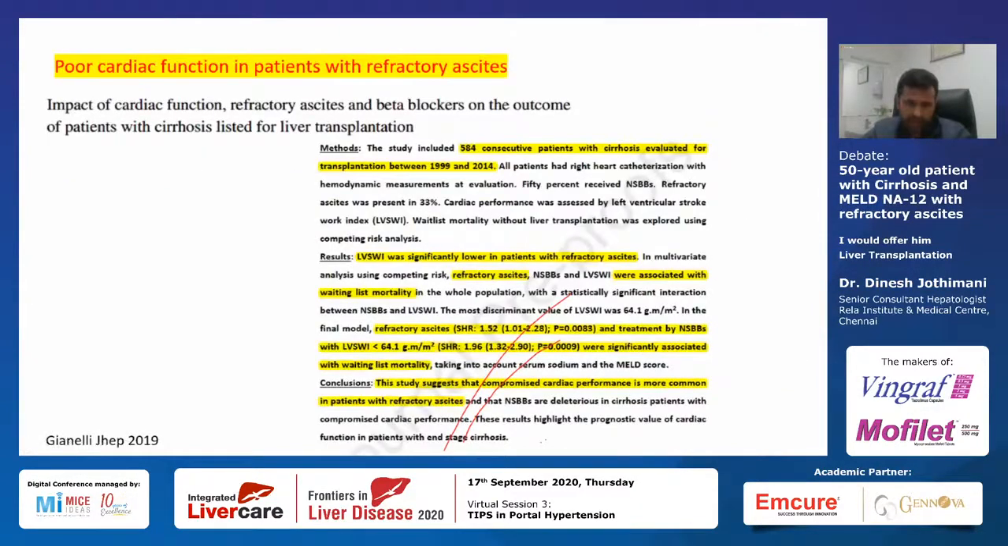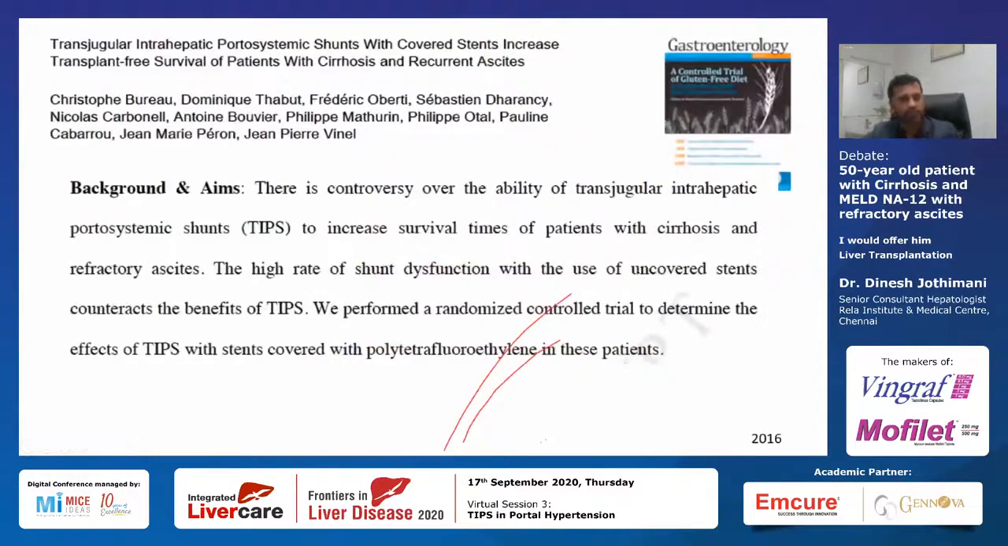Not only that, when somebody has refractory ascites, it doesn't just affect the liver, it also affects the heart. In this study, beautifully shown in Journal of Hepatology last year, the cardiac performance assessed by left ventricular stroke work index is significantly impaired in patients with refractory ascites. So these patients are associated with increased waitlist mortality. So this study concludes that compromised cardiac performance is more common in patients with refractory ascites, leading to waitlist mortality. So here, I don't think the TIPS is going to work.